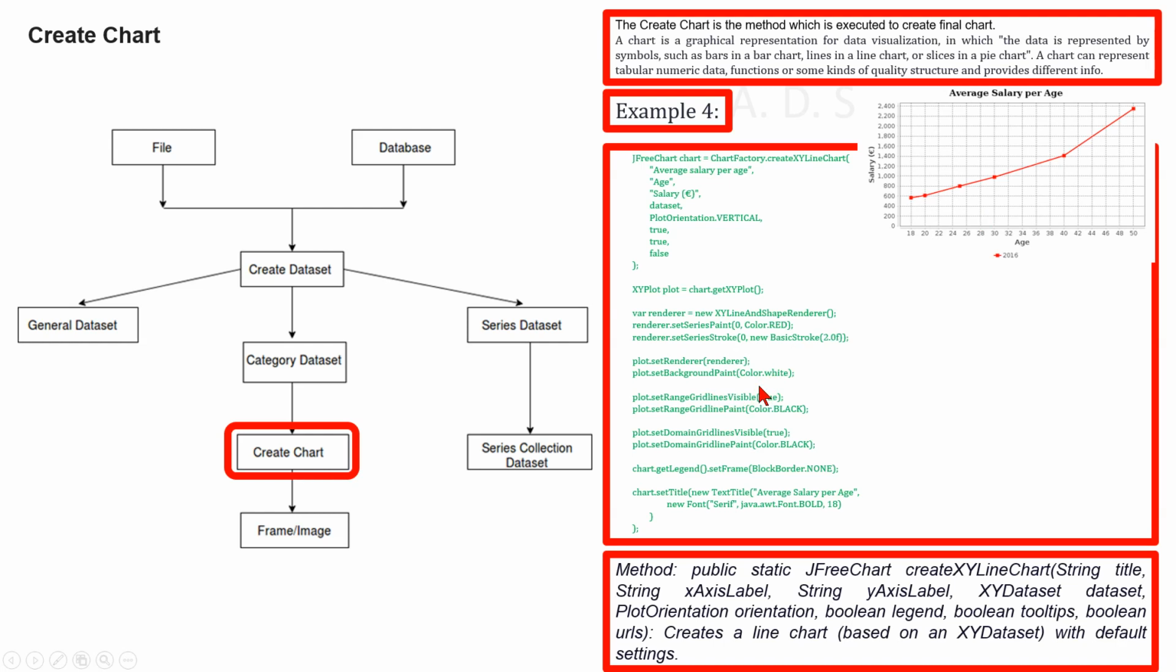We show the grid lines and paint them in black color. And we remove the border around the legend, and we create the chart title with new font.